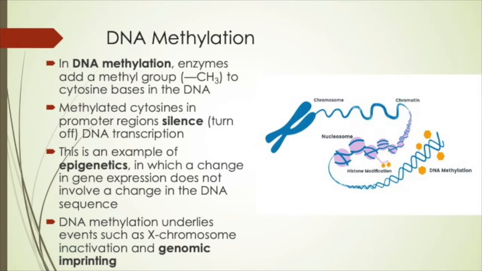DNA methylation. This is where enzymes can add a methyl group, CH3, to cytosine bases in the DNA. This is important because they can silence the promoter regions. You basically turn off those promoter regions in DNA transcription.